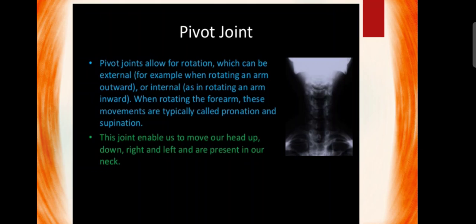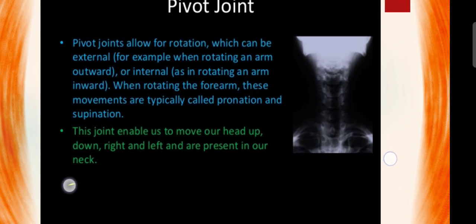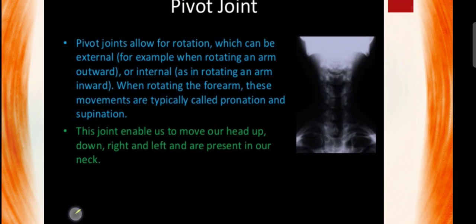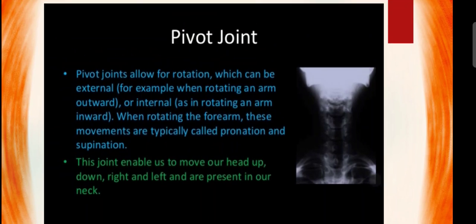Now the next kind of joint is the pivot joint, or it is also called the pivotal joint. Pivot joints allow for rotation, which can be external, for example when rotating an arm outward, or internal, as in rotating an arm inward. When rotating the forearm, these movements are typically called pronation and supination.